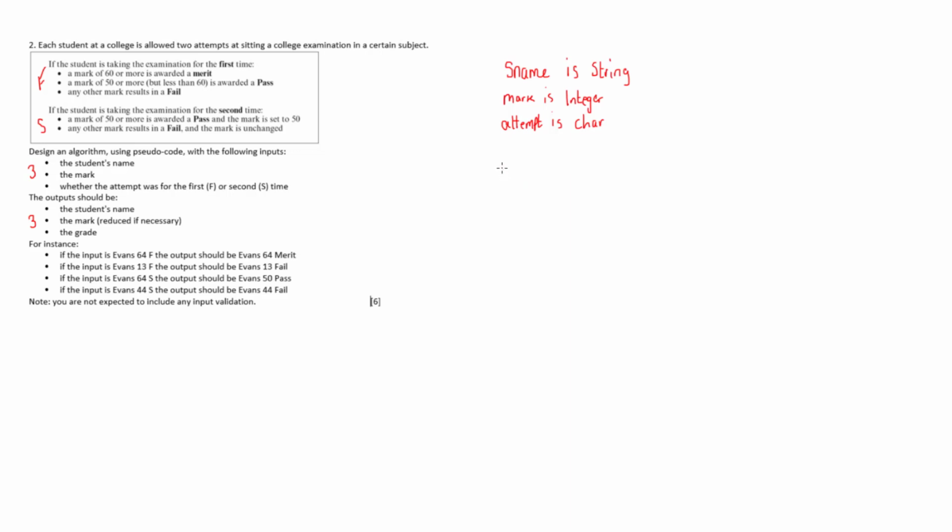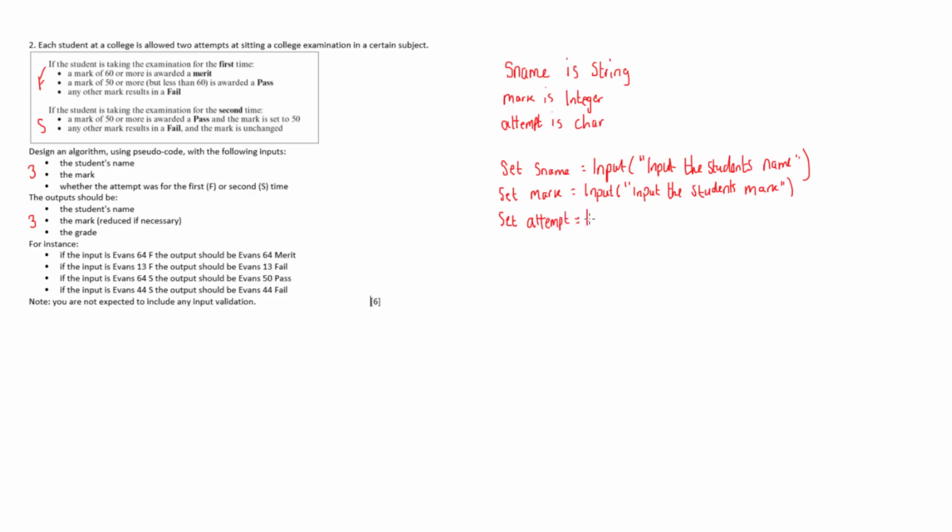So the first thing I'm going to do is I'm going to ask the person to input this information for me. So I'll say set sname. I'm going to set the mark. And finally, I'm going to get them to set the attempt, whether it was first or second time.